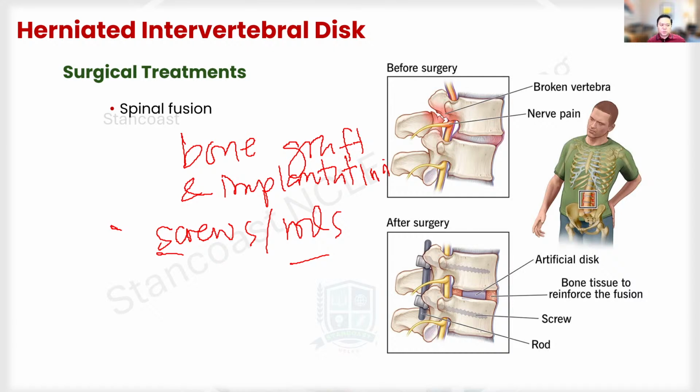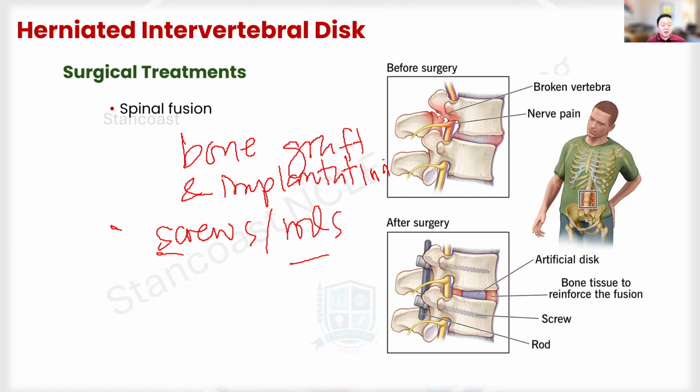Again, back to the procedure here with the spinal fusion. Again, this will involve the implantation of that artificial disc, also the placement of the screws and rods, and this is going to stabilize the area, to fuse the affected vertebra to somewhat immobilize that area to prevent or reduce the pain.